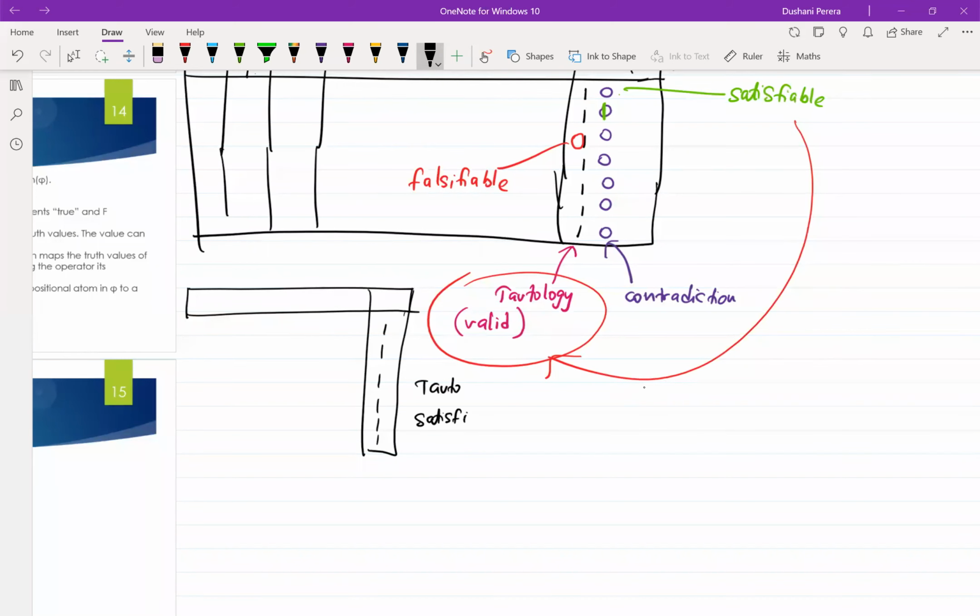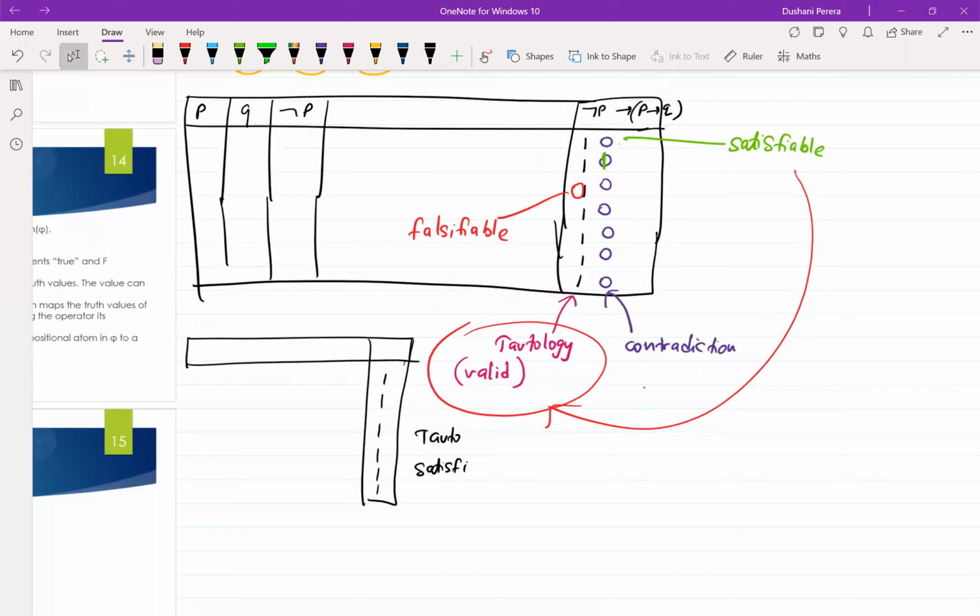Right? So when you do the valuation, for each proposition you assign true or false values and you derive the set of values for the entire propositional formula at the end. When you do so, there are 4 cases in which this formula could be.